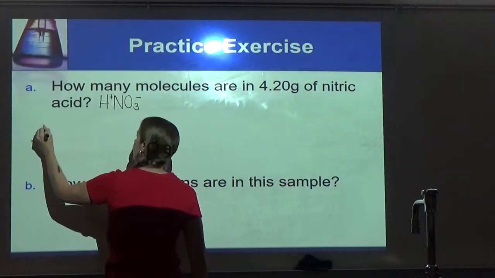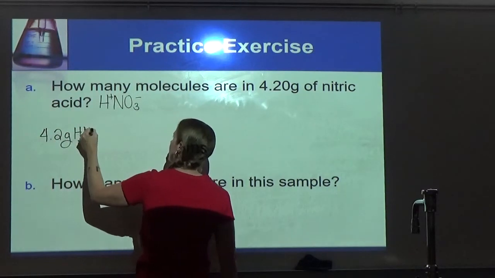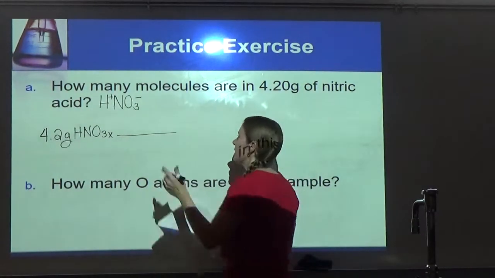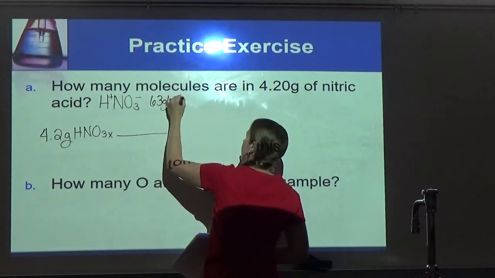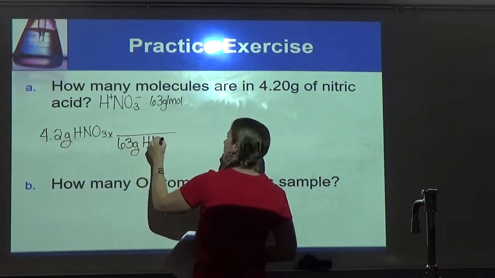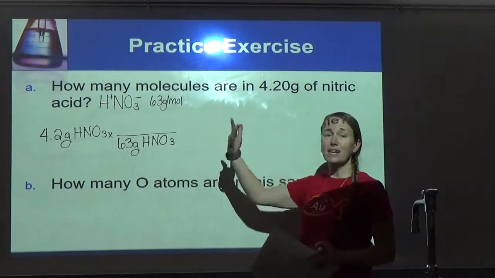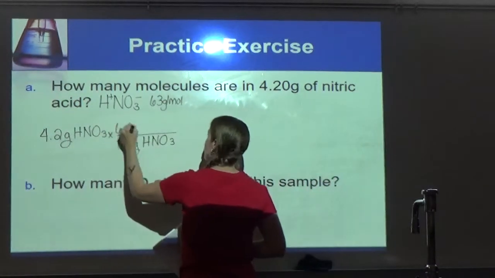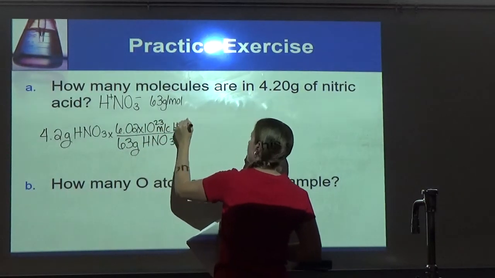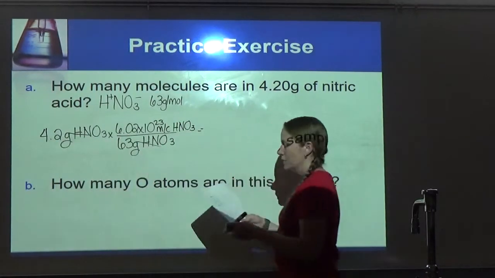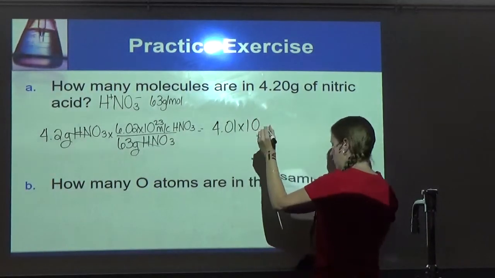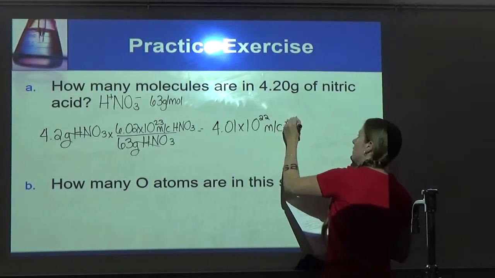So I start with my 4.2 grams of nitric acid. My molar mass for nitric acid is about 63 grams per mole. So I'll put my 63 grams on bottom. But remember, I'm trying to get to molecules, so I can go ahead and say, okay, well 63 grams equals 6.02 times 10 to the 23 molecules. Again, save yourself a step. So once I multiply and divide, I ended up getting 4.01 times 10 to the 22 molecules of nitric acid.